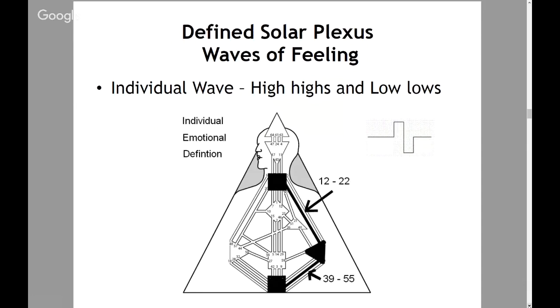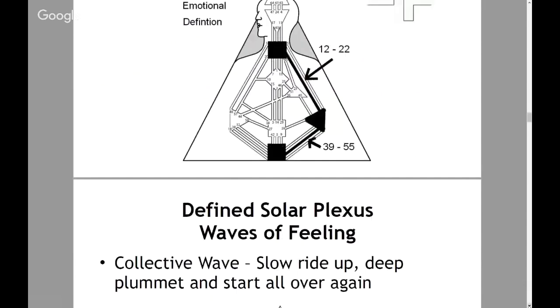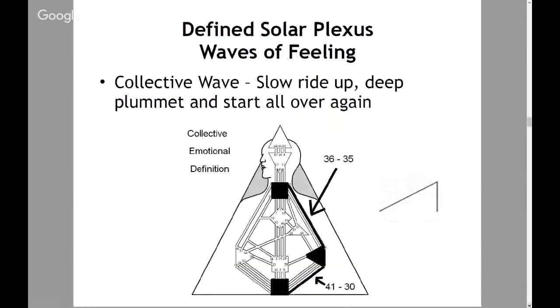The second emotional wave is called the collective wave. The collective wave is not nearly as difficult as the individual wave. It has a slow ride up and then a deep plummet, and then you kind of start all over again. So it's kind of like a cogwheel train. You sort of go up, you kind of jog up a little bit, then you have a plummet, and then you start the upward slide again.